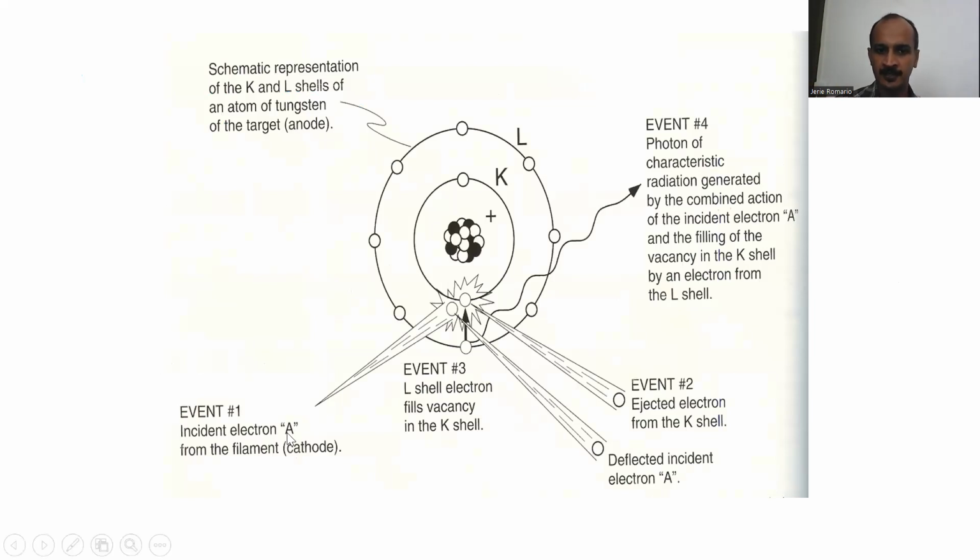This picture explains what happens. The hitting electron comes, bombards the K shell electron, and both electrons go out. Then the L shell electron jumps into the K shell and the excess energy goes out as X-rays.